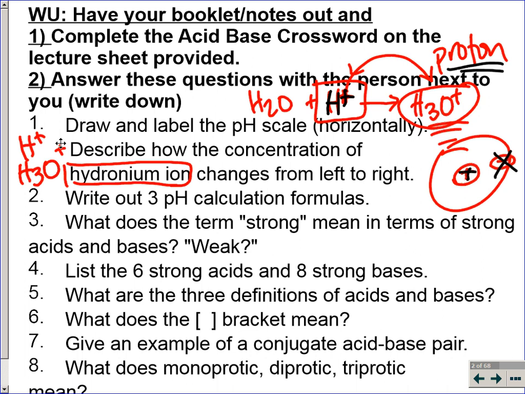All right, we will use those here in about half an hour, okay?